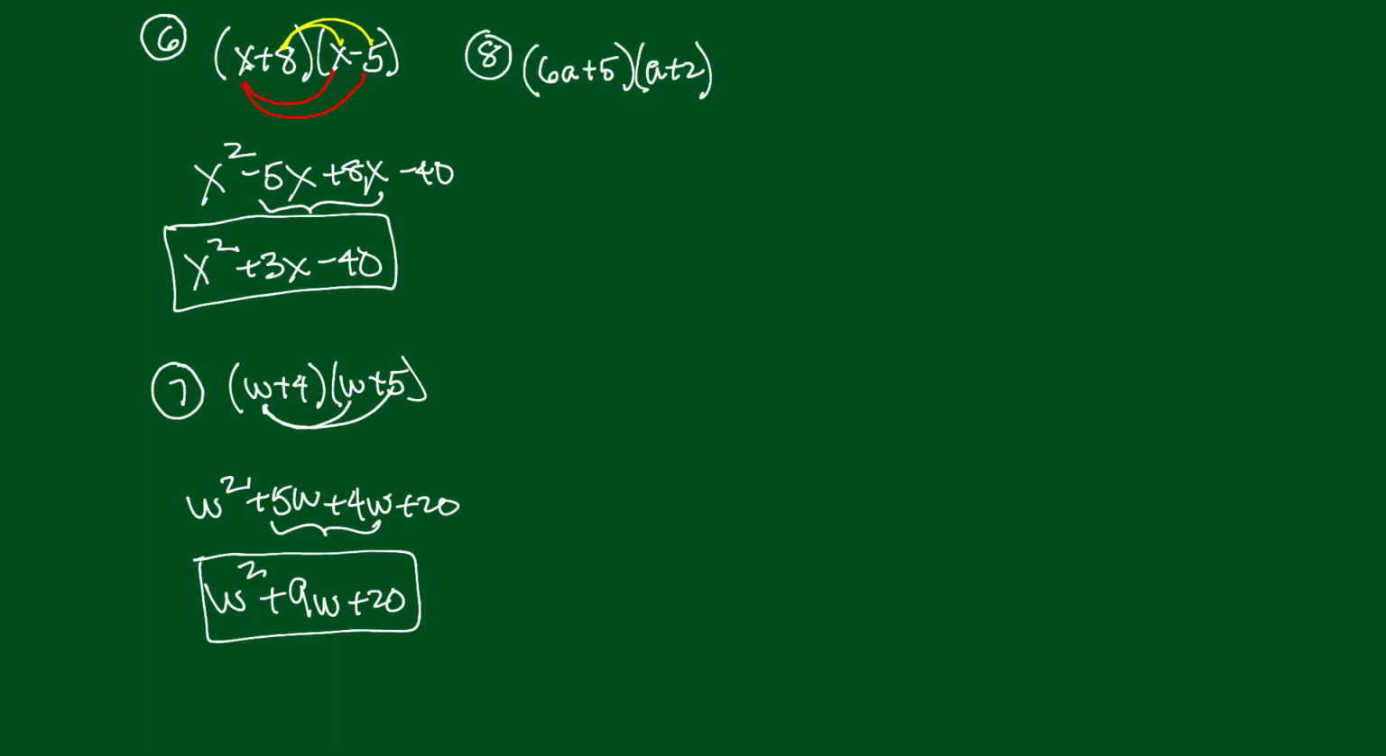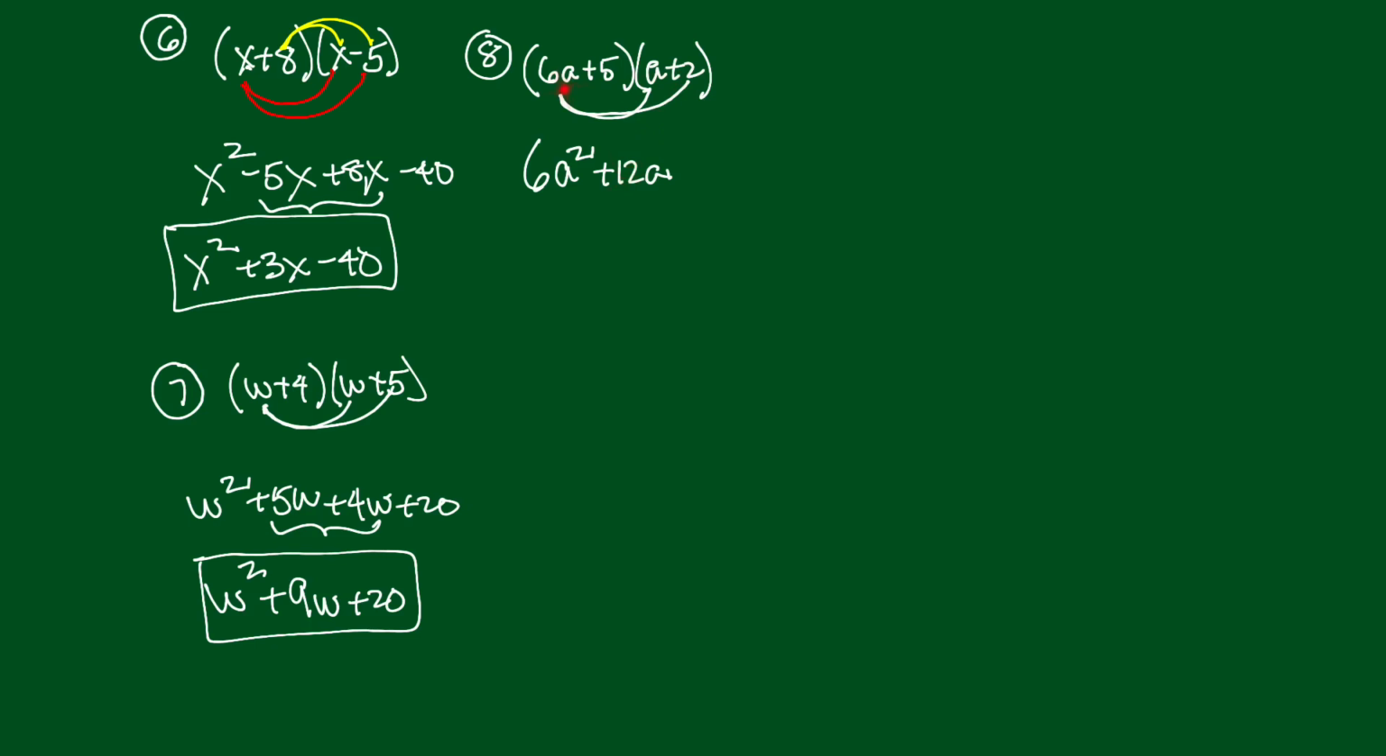Number 8. Binomial times binomial. I'm going to start with this 6a and run it through. All right, so what are we going to have? 6a times a. Well, a times a is a squared, so I'll get 6a squared, and then the 6a, run it through, times 2. 6 times 2 is 12, so I get 12a's. All right, so I get plus 12a's. Right, it's plus because I got a positive 6 times positive 2 is positive 12a.